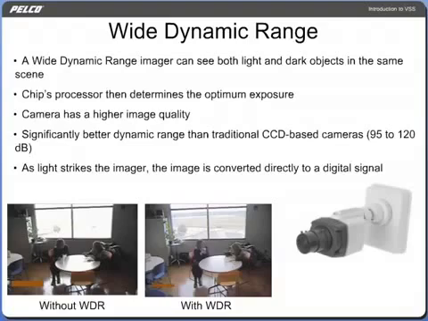The wide dynamic range imager is unique in that as light strikes the imager, the image is converted directly to a digital signal. In other words, the technology digitizes light at the point of capture in real time, and each pixel determines its own exposure time on an individual basis, instead of each operating at the exposure time demanded by the average brightness of the entire scene, a situation that can result in bright areas being blown out and dark areas being underexposed.